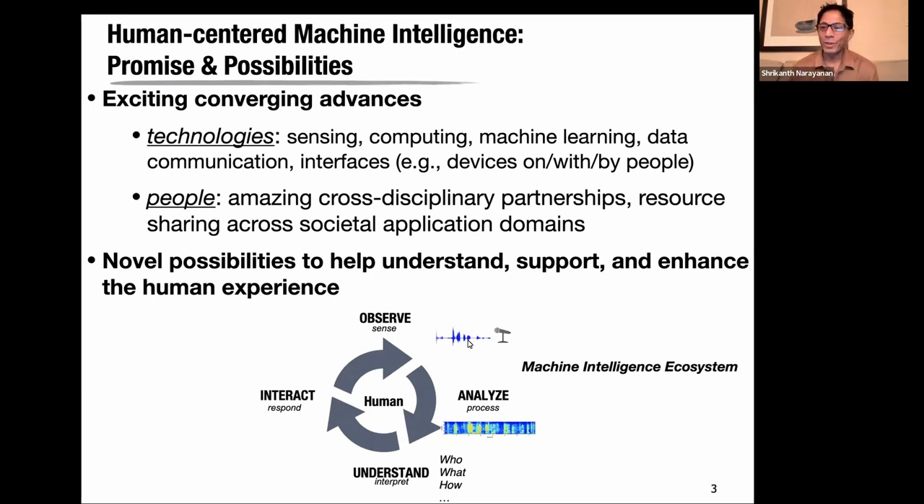There's also something happening at the socio-technical, human level: a lot of partnerships across disciplines. When we are talking about something very human-centered, it's not just computer science or engineering, but it brings knowledge about people from various domains, whether behavioral sciences, linguistics, psychology, or application domains like medicine or social sciences, and so on. So there are lots of partnerships and collaborations happening, especially in sharing resources, data, and knowledge. This is made possible for people working in this broad area of computer science, especially with this resurgence of AI, to create possibilities to understand, support, and enhance the human experience.